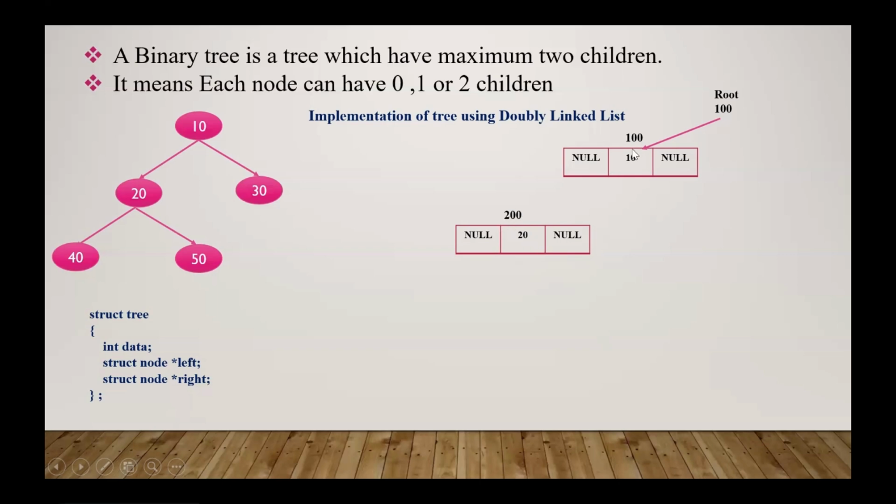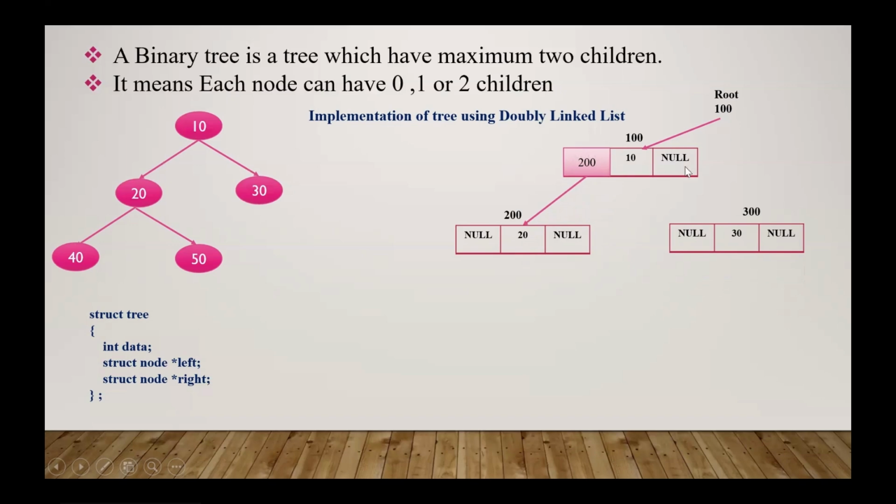Now, if we store 200 in the root node's left pointer, it makes the connection. So we can say the root's child is this one. Once we store the 200 address, this pointer points to this node. So this node is created. Similarly, we create another node, 30, with both pointers storing the null value, and its address is 300.